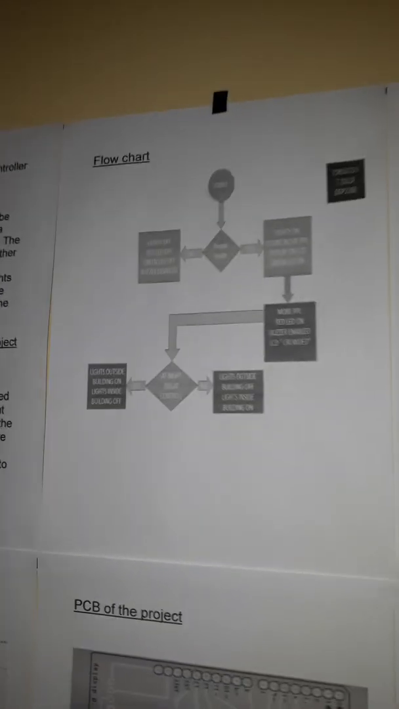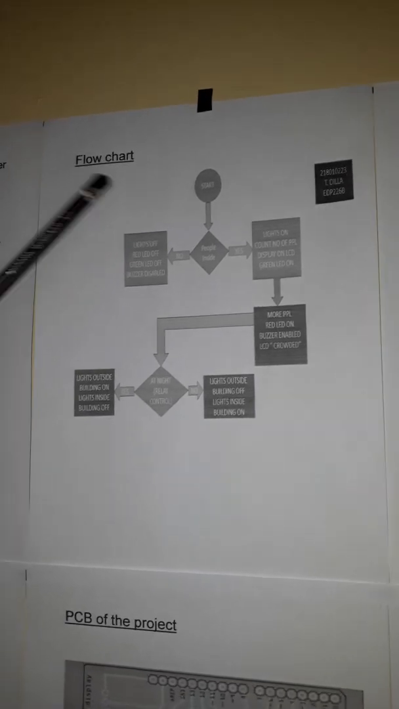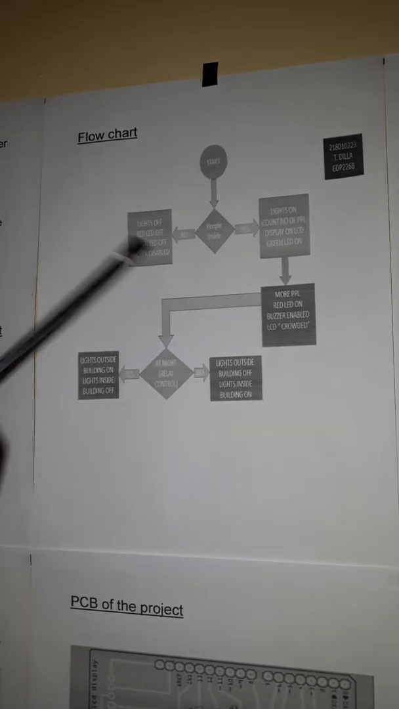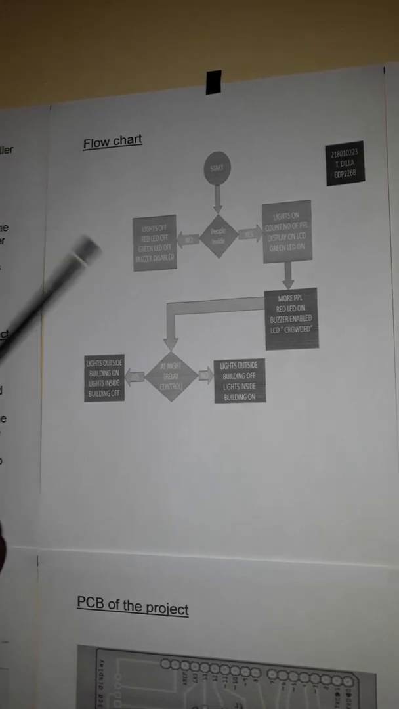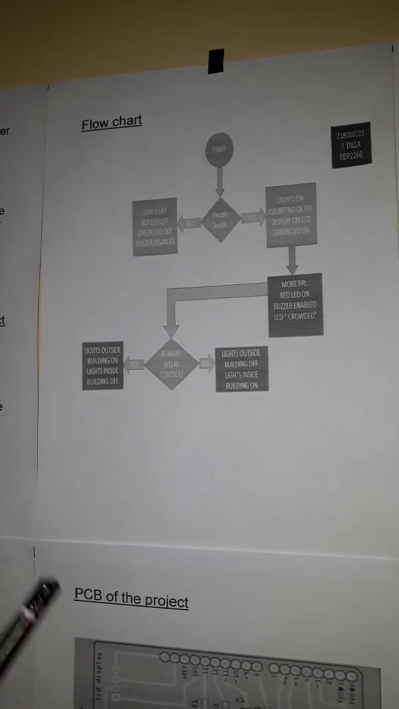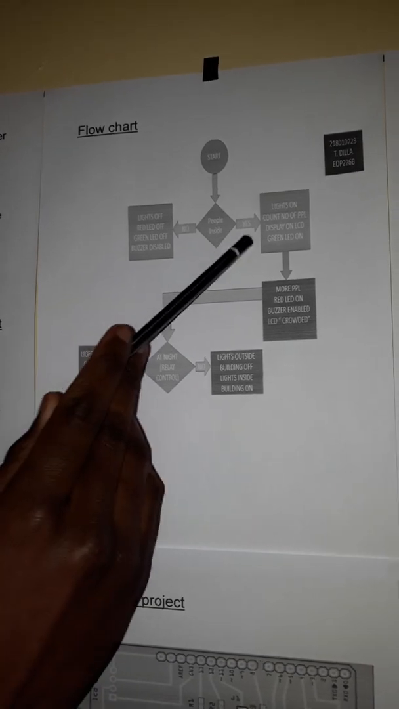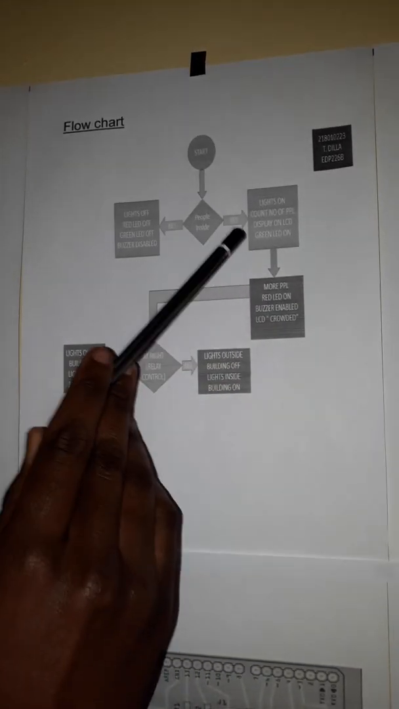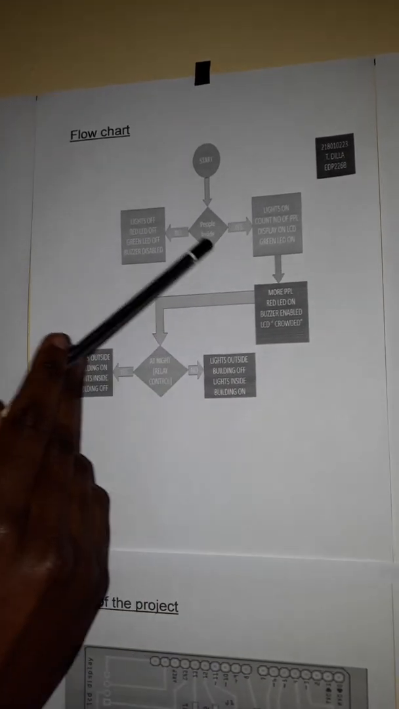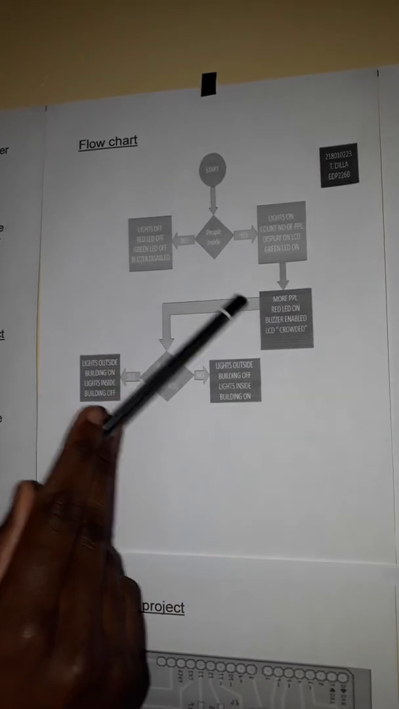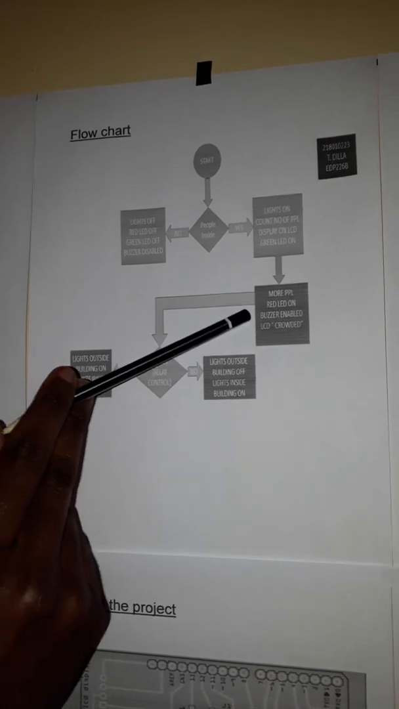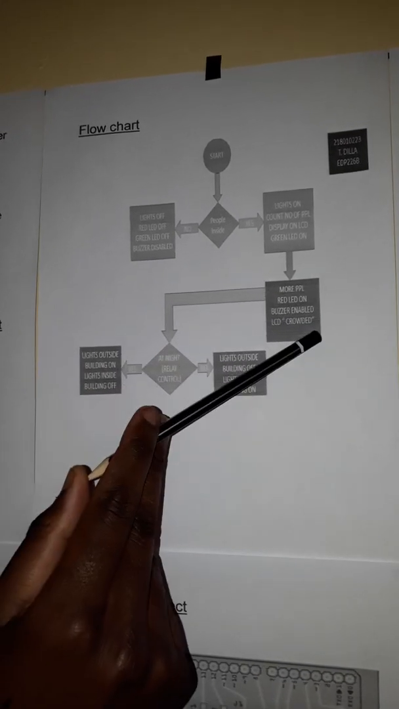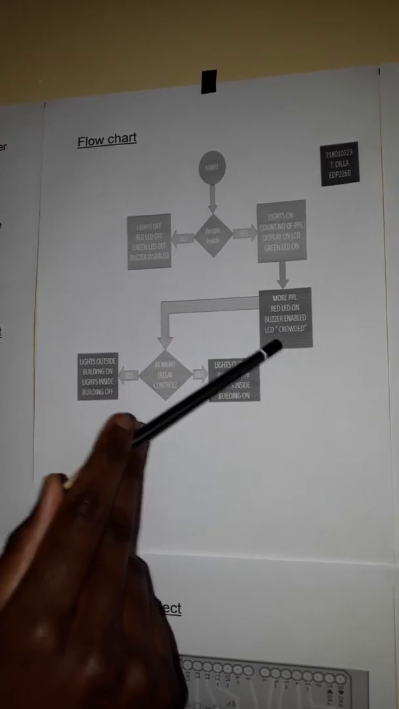Coming to the flow chart, we have the start, and from start it goes to the decision block, people inside. If there are no people inside, the lights are off, the red LED is off, the green LED is off, and the buzzer is disabled. When there are people inside, the lights turn on. It counts the number of people entering, displays the number on the LCD, and the green LED is on. When there are more people than the required number, the red LED will be on, the buzzer will be enabled, and the LCD will display crowded.